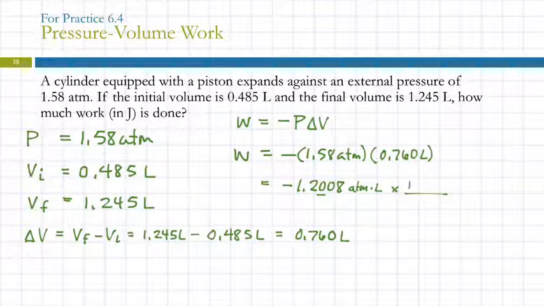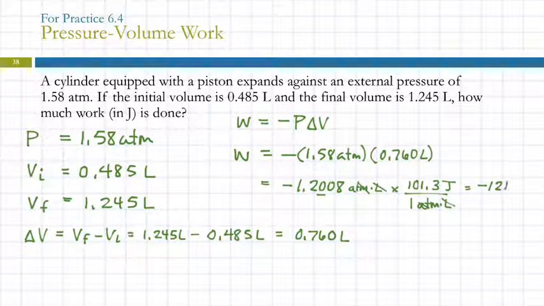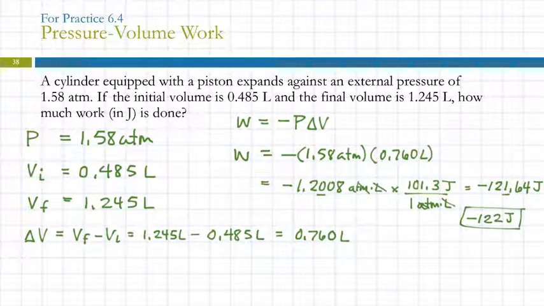101.3 joules is equal to 1 atmosphere liter. So then these units cancel out. I take that number, 1.2008 times 101.3. I get negative 121.64 joules. I still have 3 significant figures, so my final answer is minus 122 joules. Any questions?